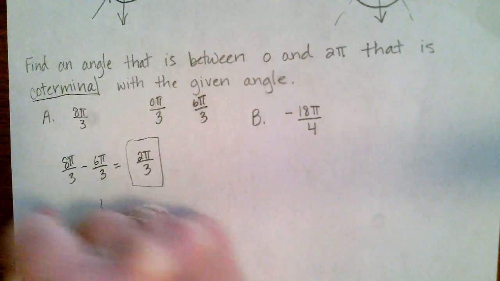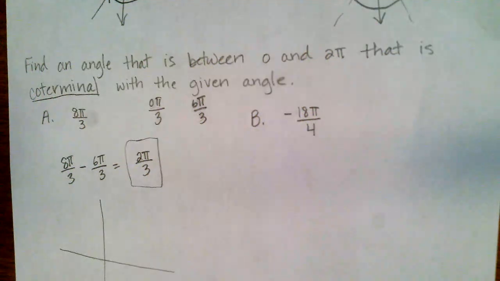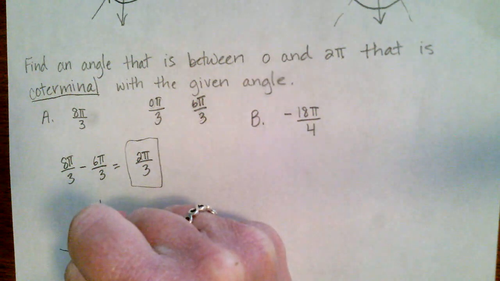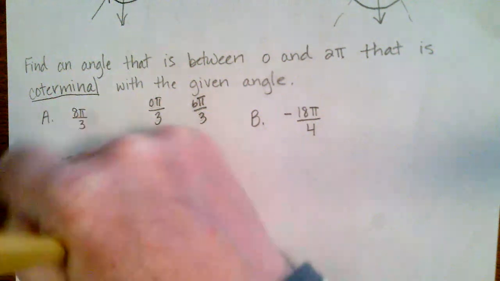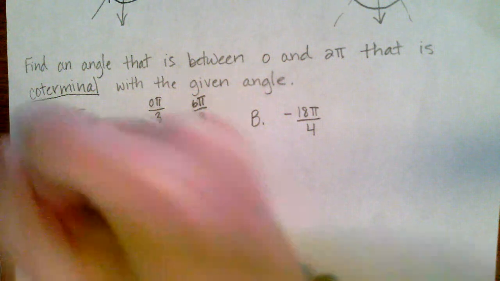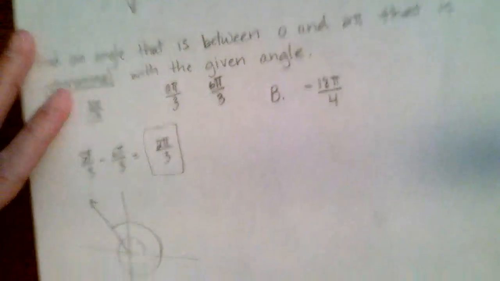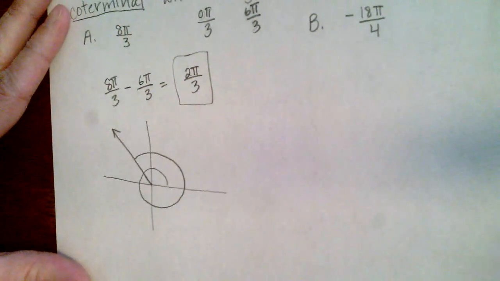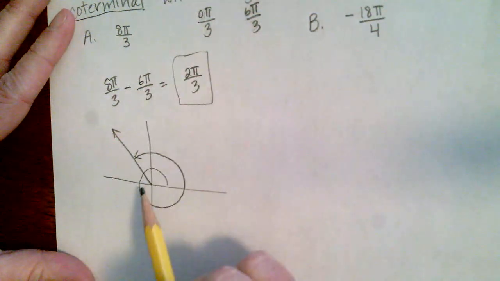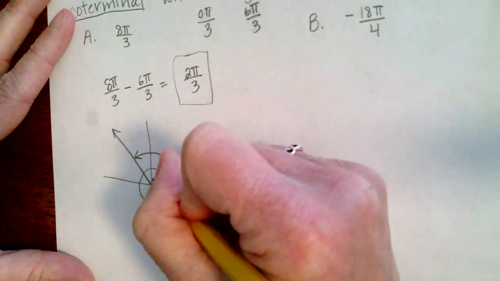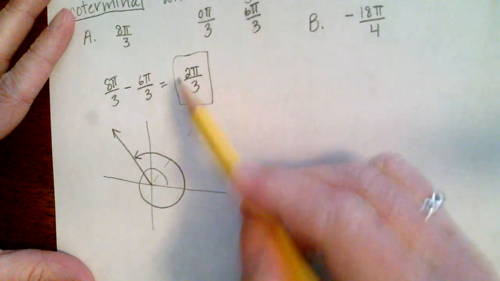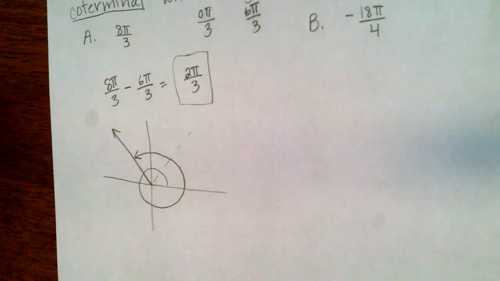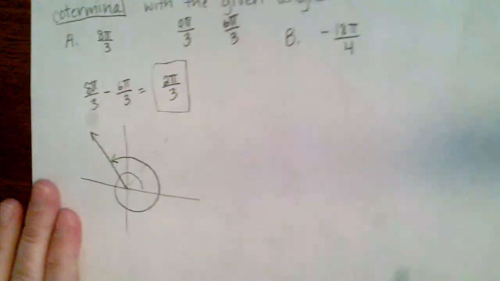If we were going to draw these out, 8 pi over 3, we actually found up above in part B. So I'm just going to draw that quickly. Oh, I'm sorry about that. So hopefully you can see this is 8 pi over 3 drawn above, and hopefully you can notice that that would be 2 pi over 3. Those two angles end in the same place, so they're coterminal.